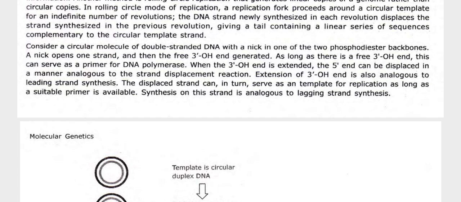A nick opens one strand and then the free 3' OH end is generated. As long as there is a free 3' OH end, this can serve as a primer for DNA polymerase. When the 3' OH is extended, the 5' end can be displaced in a manner analogous to the strand displacement reaction. Extension of the 3' OH end is also analogous to leading strand synthesis.